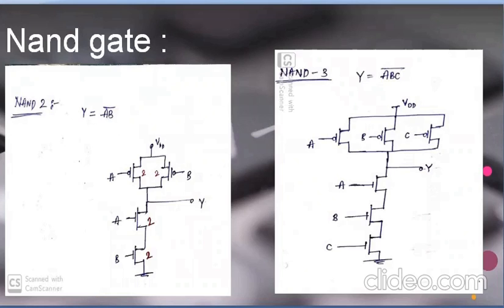Now we have seen in the switches that if we want to perform AND operation, we have to connect the switch or NMOS in series. So we have connected our NMOS in series, and the PMOS network is just the dual of the NMOS network. So we just take the dual of the NMOS.